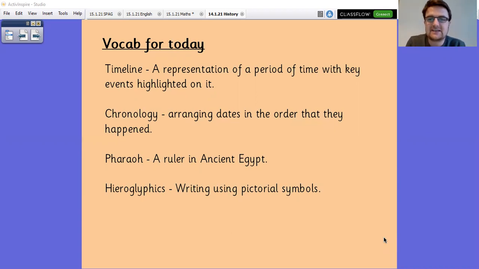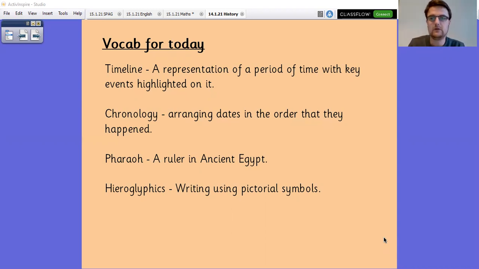Our key vocab for today. Timeline is a representation of a period of time with key events highlighted on it. So a timeline of your life, for example, would include when you were born, when you first went to school, birthdays, that sort of thing. It has all of those key events on there. Chronology or chronological order is arranging dates in the order that they happened, from the first thing that happened to the last thing that happened.